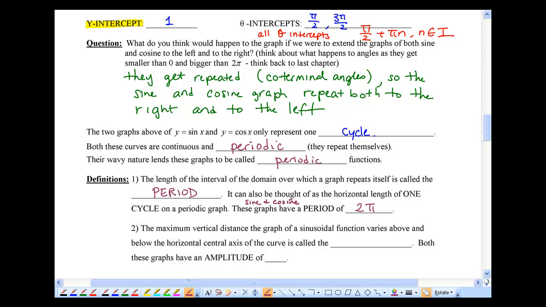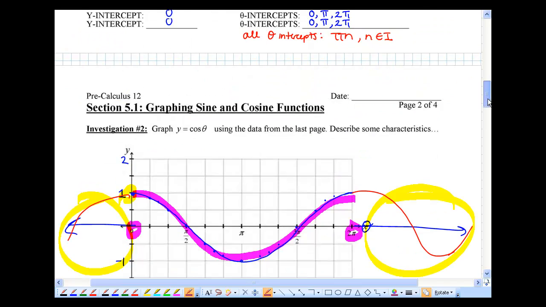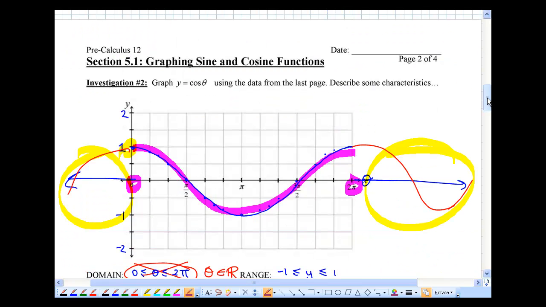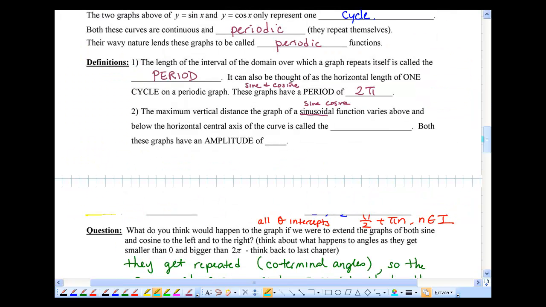The maximum vertical distance, the graph of a sinusoidal function. Sinusoidal does not just mean sine, it means sine and cosine, okay? All this trig stuff. Now the maximum vertical distance varies above and below that horizontal central axis. So if you look at the graph here for cosine, the horizontal central axis seems to be like this x-axis. And then I'm saying that the maximum vertical distance, this distance up here, and the maximum distance going below down here, that has a special name, okay? And that name is called the amplitude.